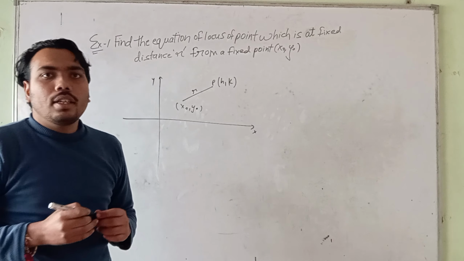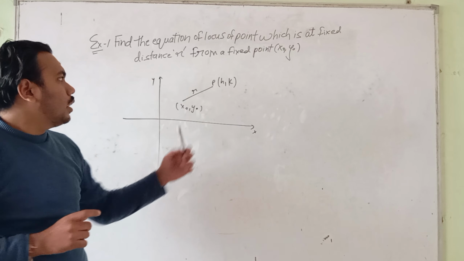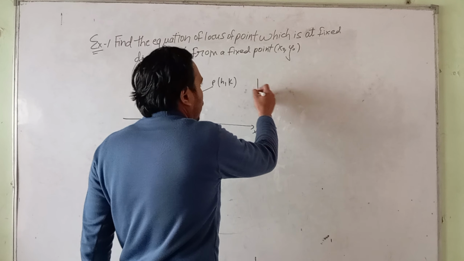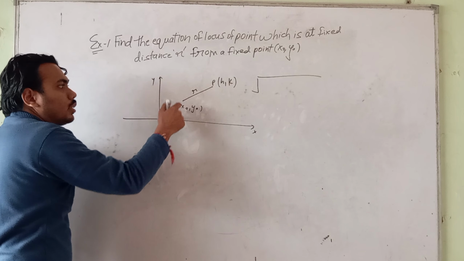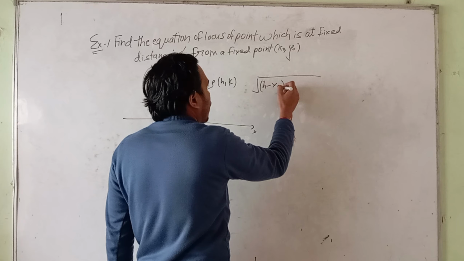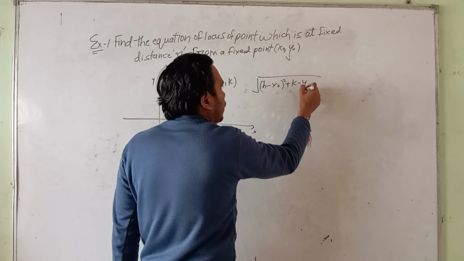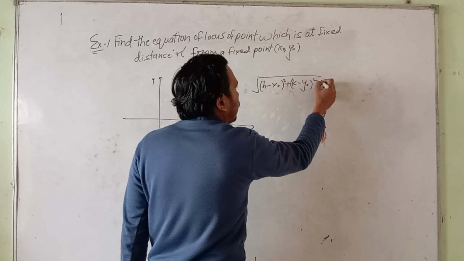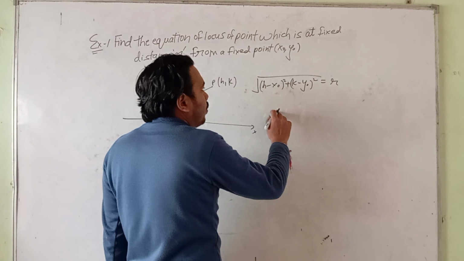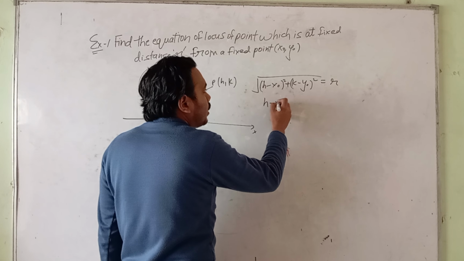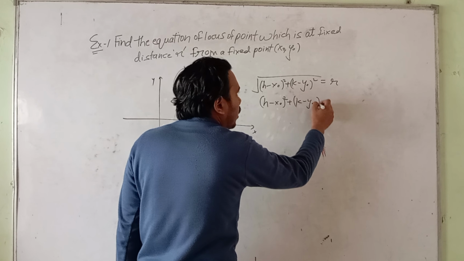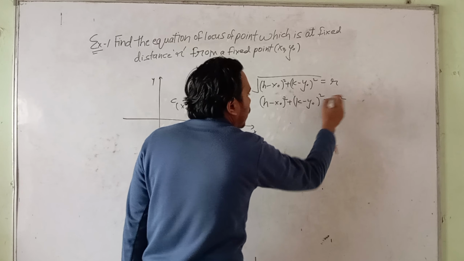In step 2 we write the condition in mathematical form. Here the condition is that this distance is r. By the distance formula, I can write that the distance between P and this center point C is square root of (h minus x0) squared plus (k minus y0) squared, equals r. We square both sides: (h minus x0) squared plus (k minus y0) squared equals r squared.